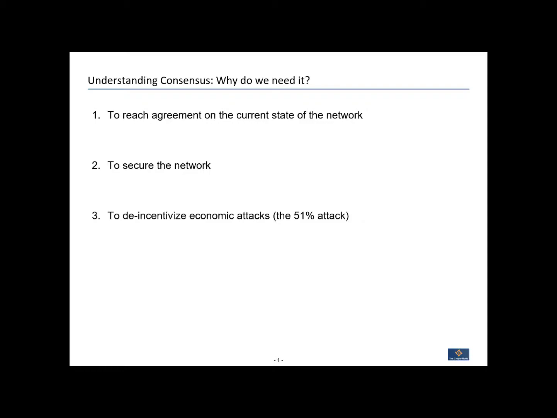And one of the third big functions of a consensus mechanism or algorithm is to de-incentivize economic attacks. This is popularly known as the 51% attack in the crypto universe. What that really says is that if a bad actor got access to 51% of the resources of that network, in this case 51% of the stake, or in proof of work, 51% of the hashing rate or mining power, essentially having majority control over whatever consensus mechanism is being used, right?